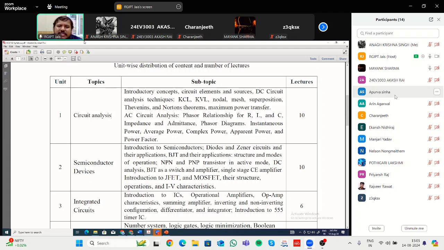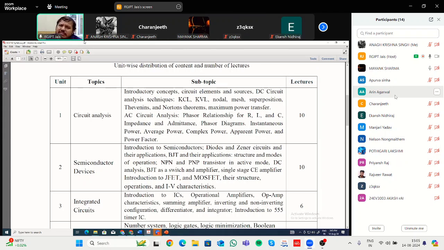Then AC circuit analysis: we will just start with the basics of AC, phasor relations, and RLC circuits. In many subjects, we will see these RLC circuits and how they behave with time. Impedance, admittance, phasor diagrams, instantaneous power, different kinds of power: complex, apparent, power factor. All these things we will cover for AC circuit analysis, but this is just the basic introduction. We are not going into details.